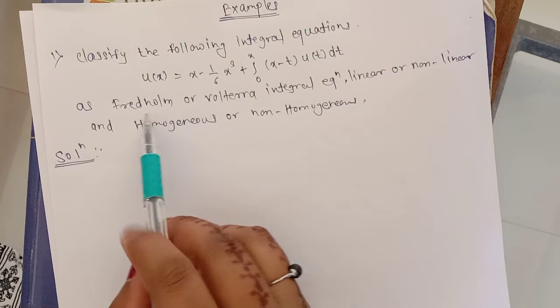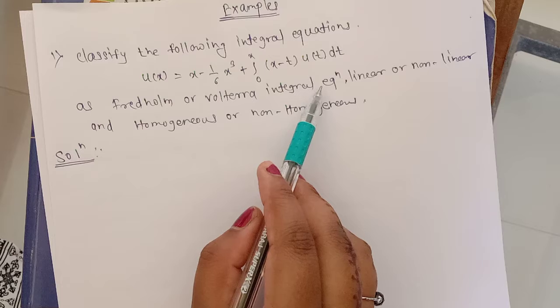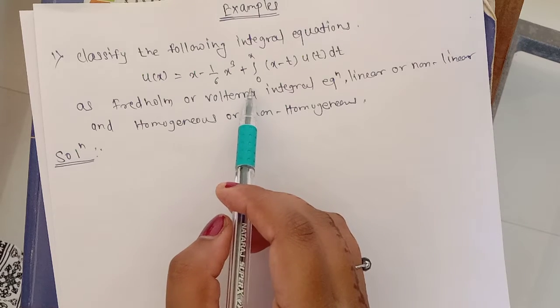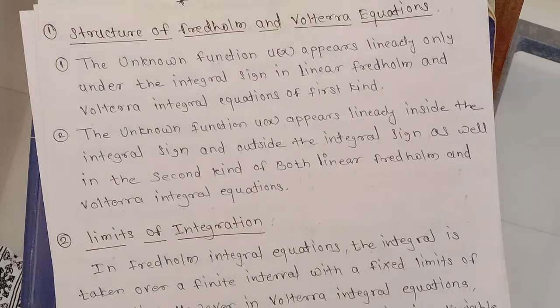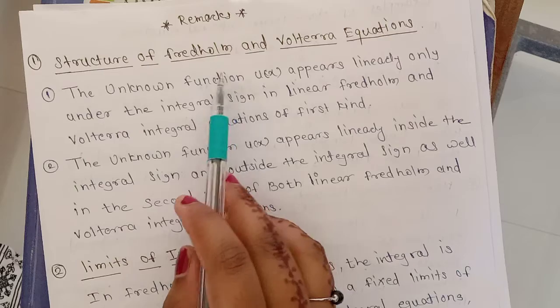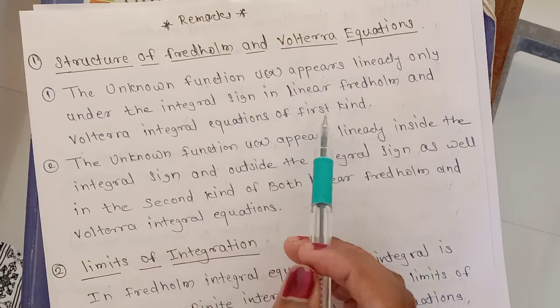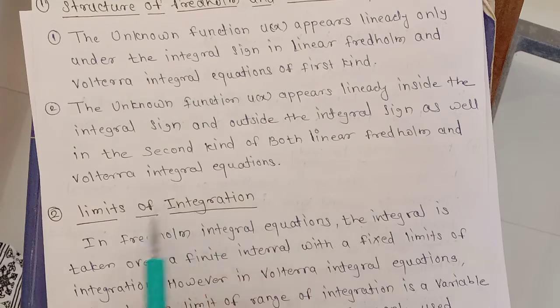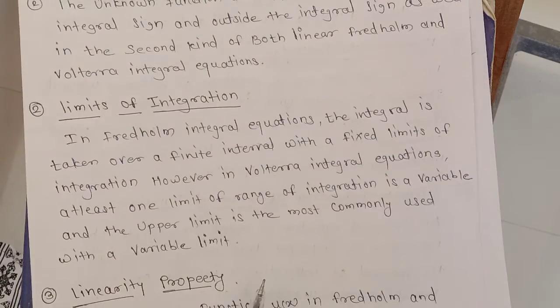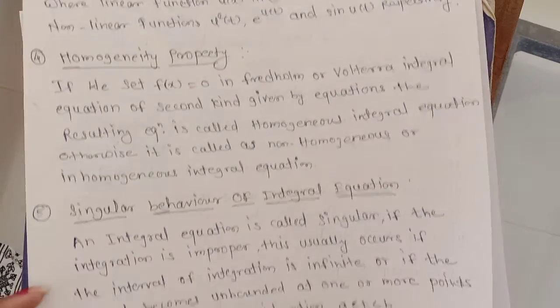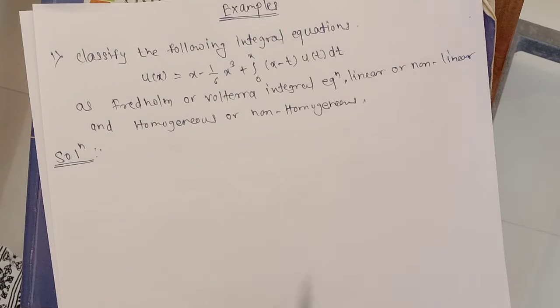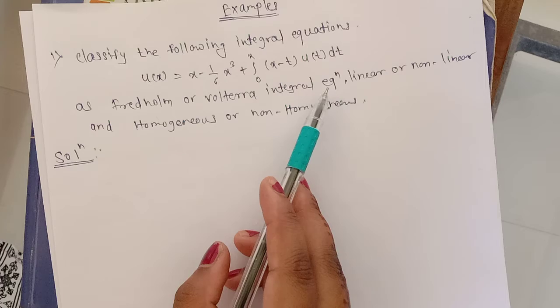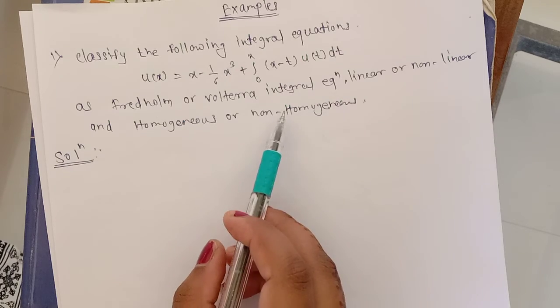Now to determine whether it is a Fredholm or Volterra integral equation, we will look at the limits of the integration. For this we discuss some remarks. Our remarks are about the structure of the Fredholm and Volterra equation, second about the limits of the integration, third about the linearity property, fourth about the homogeneity property, and the last one about the singular behavior of the integral equation. So first of all we have to look at whether it is a Fredholm or Volterra integral equation. For this we have to look at the limits of the integration.